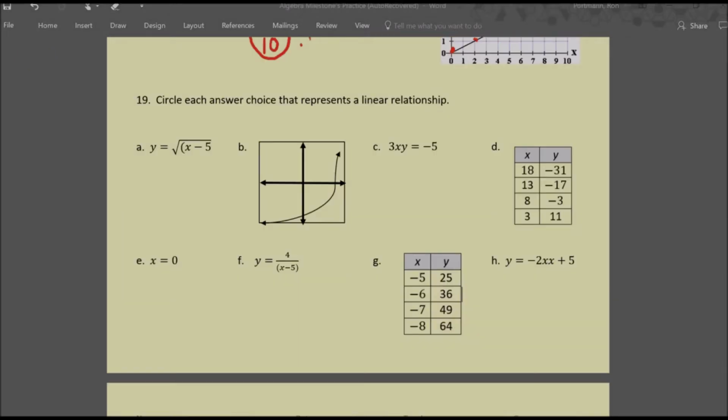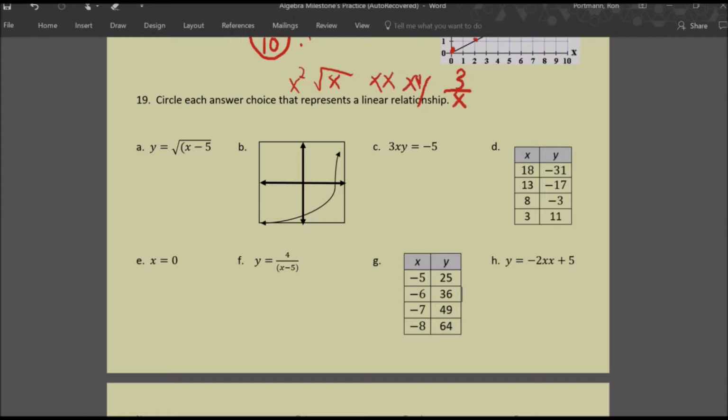All right, number 19 says circle the answer choice that best represents a linear relationship. So if you remember correctly with equations, you're looking for exponents and square roots, like x squared, square root of x, and that can be y, and it can be x. You're looking for variables touching each other, because that's basically exponents, or it could be x and a y. The reason that would be nonlinear is because if you try to get the x by itself, you would have x in the bottom of a fraction, which also is a no-no for being linear. So you're looking for exponents, square roots, variables in the bottom of the fraction, and variables touching each other.